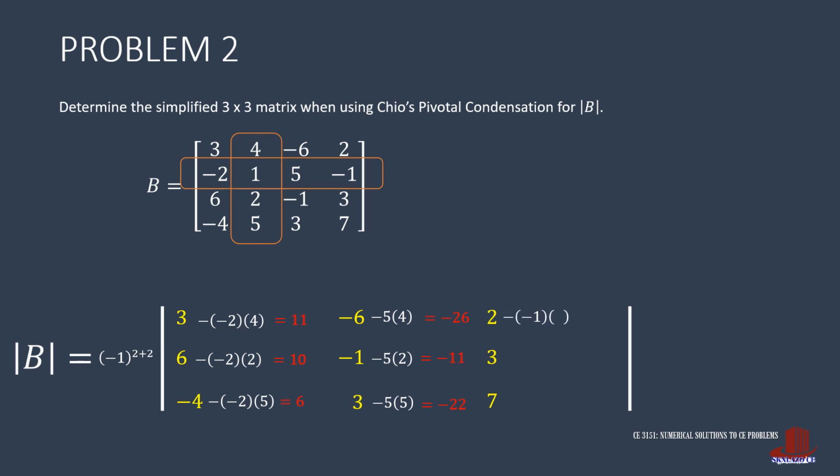For the third column, the first element is 2 minus negative 1 times 4, bringing 6. The next element is subtracted by negative 1 times 2, making 5. The last one is 7 minus negative 1 times 5, which is 12. With positive 1 as a scalar, the reduced 3 by 3 matrix of B is shown.